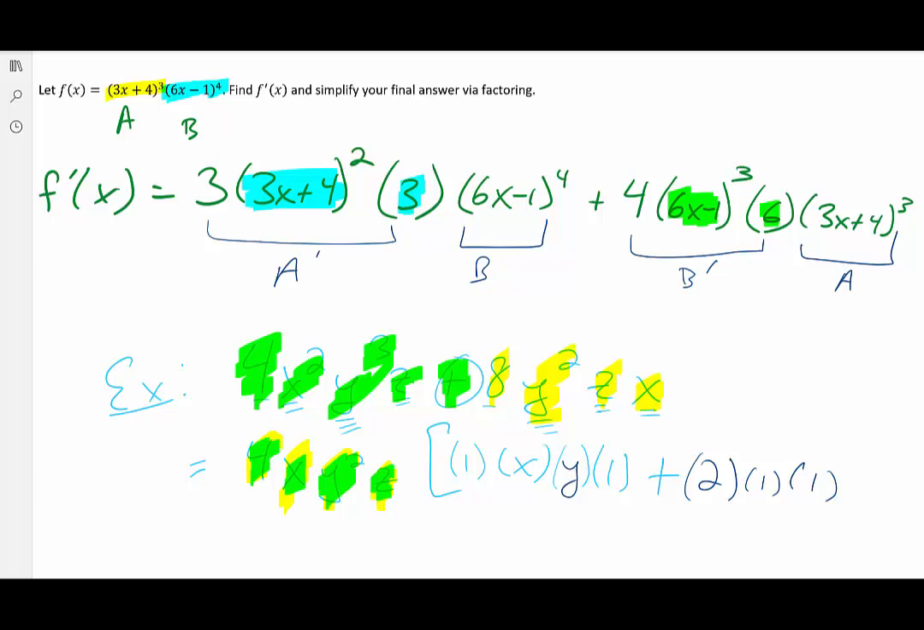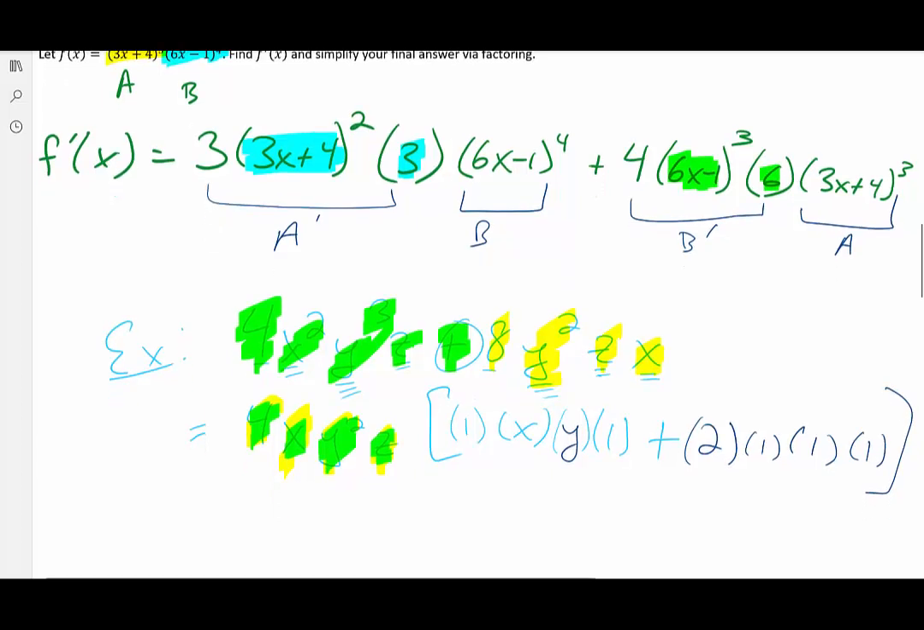Okay? And then we would clean all of that up, right? We would simply say that this is equal to 4xy squared z times 1 times x times y times 1, that's just xy, plus 2 times 1 times 1 times 1 is just 2. Boom, there you go. 4xy squared z times xy plus 2.